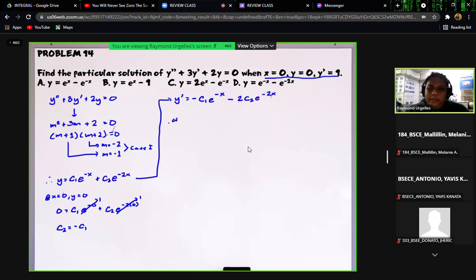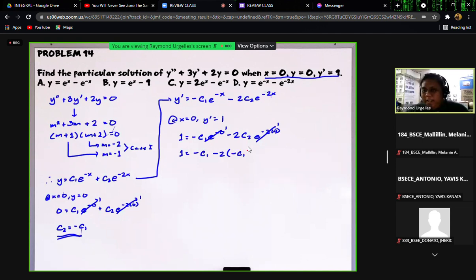No? So again, we know at x is 0, diba? y prime is 1. So by substitution, 1 is equal to negative C1 e to the negative 0 minus 2 C2 e to the negative 2 times 0. So again, this is 1. This is also 1. Therefore, 1 is equal to negative C1 minus 2 C2. So remember, na-solve natin dito, C2 is negative C1. So palit natin siya dito. You will get C1 is equal to 1. Then from this equation, you will get that C2 is equal to negative 1.